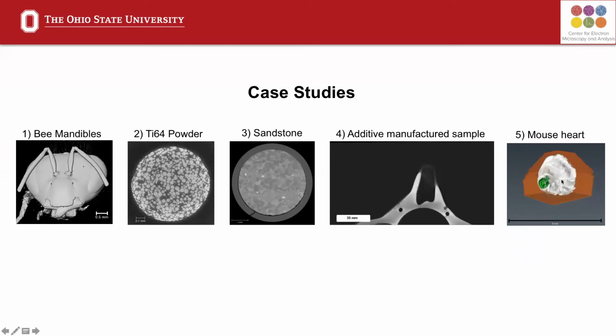For all the examples I'm going to show, I'll mostly be showing 2D slices from the tomogram, and in some cases I'll also be showing volume renderings from the tomogram made in Avizo. For instance, these 3 images are all 2D images from the tomogram, and the mouse heart and the bee are both volume renderings of the data.